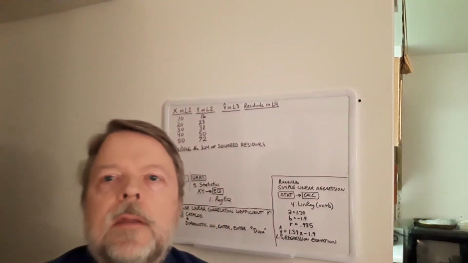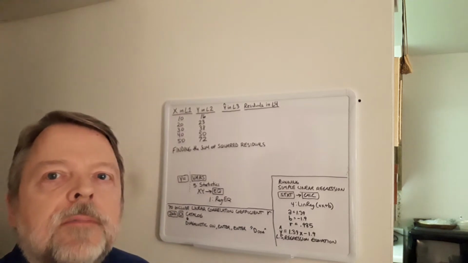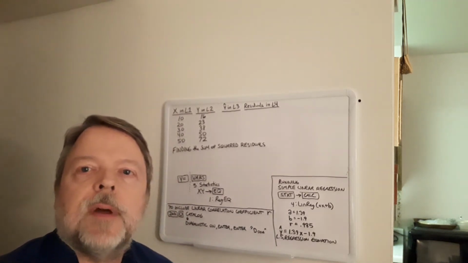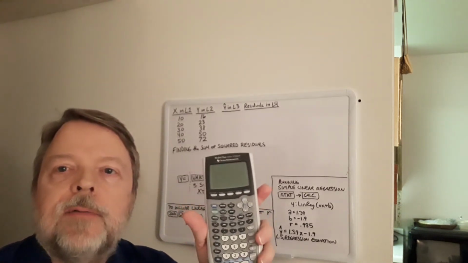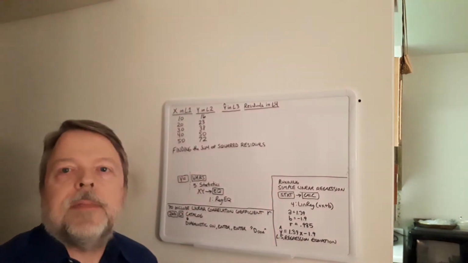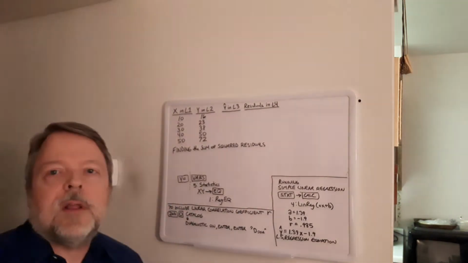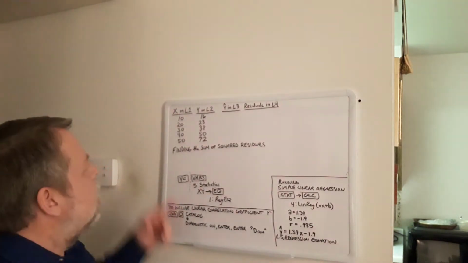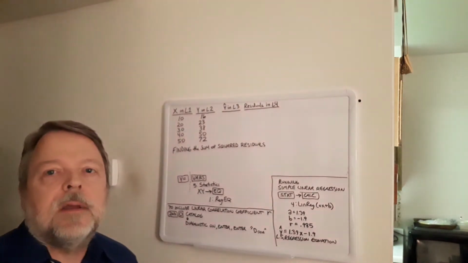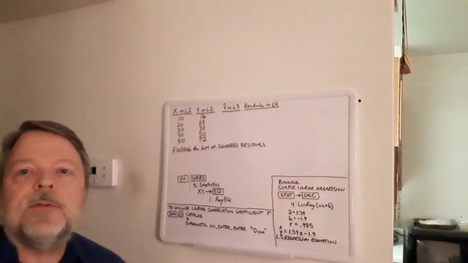Hello. Today I'm going to show you a few things to do with regression, simple linear regression, step by step, very carefully on our TI-83 or 84 calculator. I'm starting with a hypothetical data set where you have X values that are 10, 20, 30, 40, 50, and Y values correspondingly are 16, 23, 38, 50, and 72.